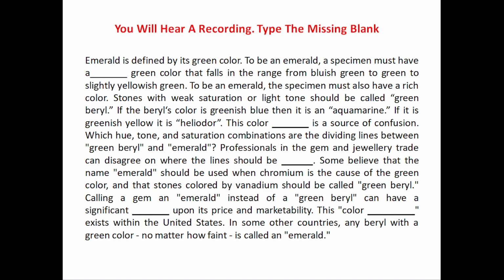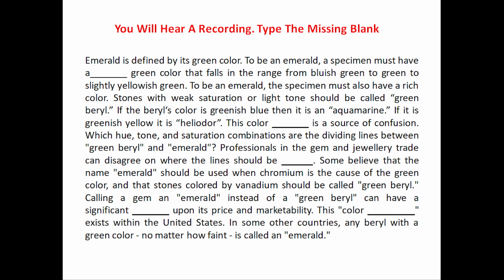This color definition is a source of confusion. Which hue, tone, and saturation combinations are the dividing lines between green beryl and emerald? Professionals in the gem and jewelry trade can disagree on where the lines should be drawn. Some believe that the name emerald should be used when chromium is the cause of the green color, and that stones colored by vanadium should be called green beryl.